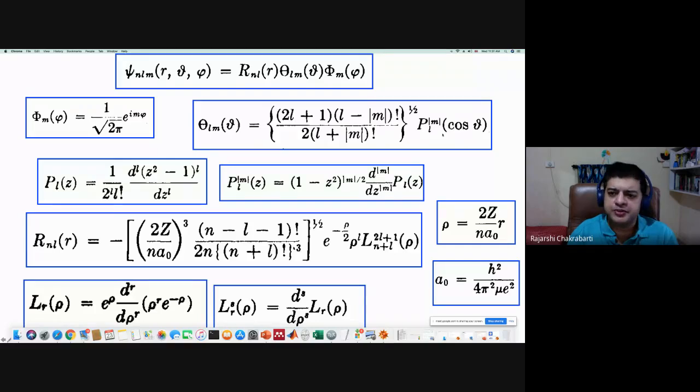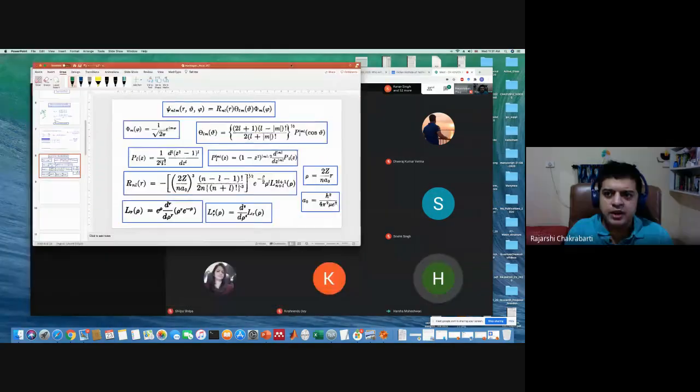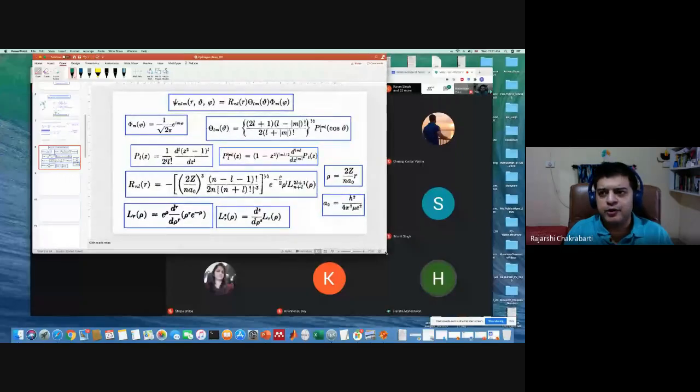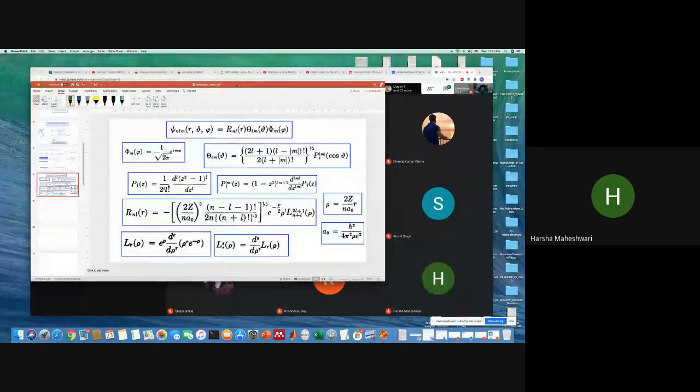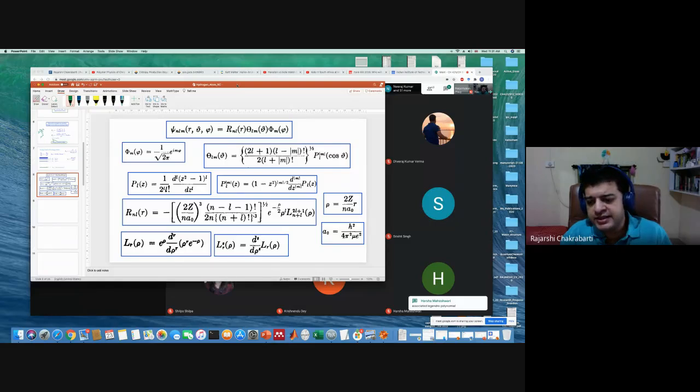So theta is given by this expression, and this P_l, this has a name. Can anyone tell me what is this P_l cos theta? Maybe you write down in the chat box. What is P_l cos theta? Yes, this is called the associated Legendre polynomial.